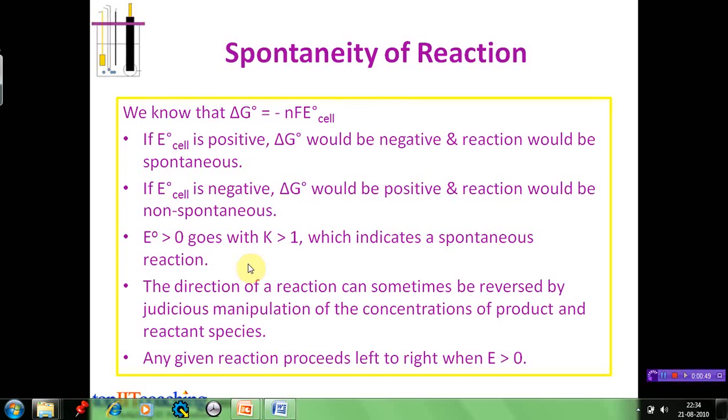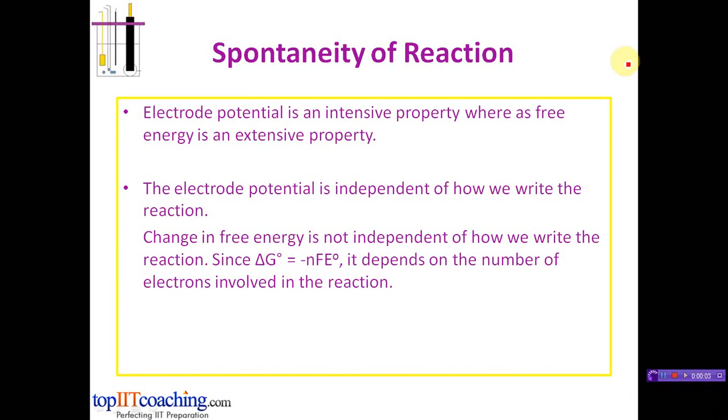Sometimes the reaction's direction can be reversed by manipulating the concentrations of the product and the reactant species. But we must keep in mind that for any given reaction for which E naught is equal to 0, the reaction will proceed from left to right. We must keep in mind that here we are talking about E and not E naught.